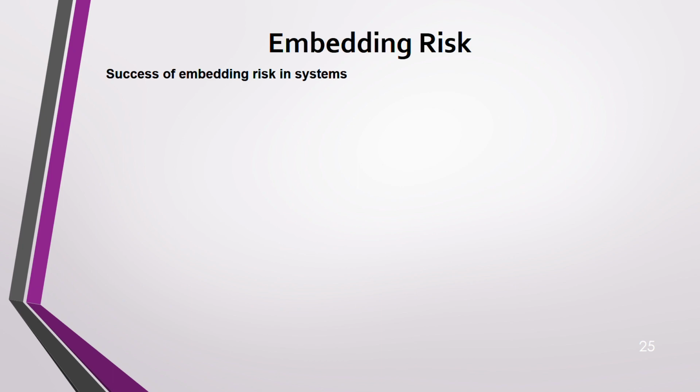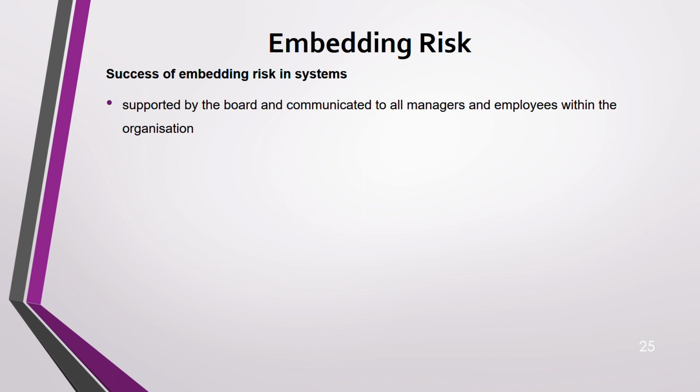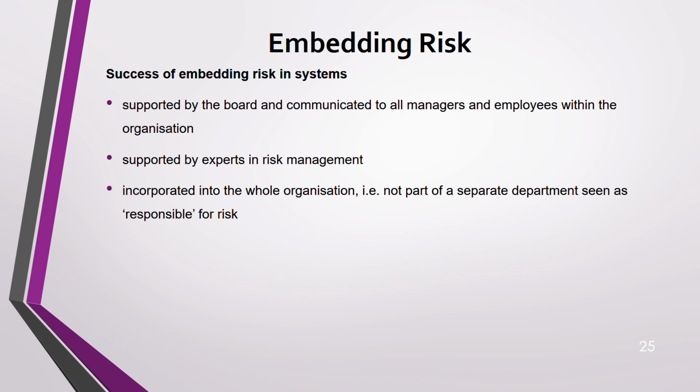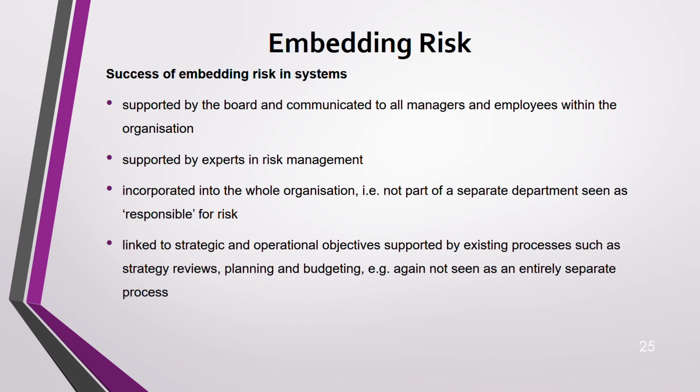Now we are moving on to success. How do you know when embedding the risk system is a success? These are the ways you will know. It is supported by the board. It is communicated to all the managers and employees. Second, it is supported by experts in risk management. Third, it is incorporated into the whole organization, not a separate department. It is linked to your strategic and operational objectives also.